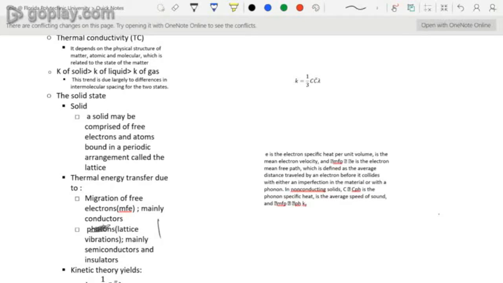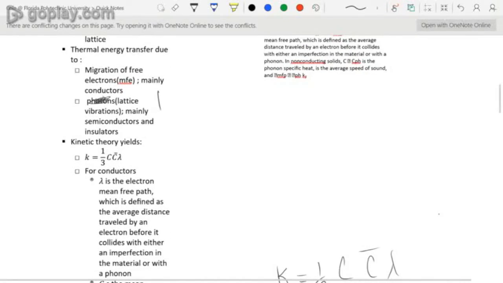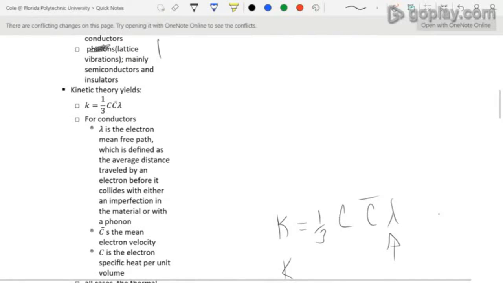And so we can express the thermal conductivity, as we said, it is material dependent, but we can express it as a formula. This formula is derived from the kinetic theory, which yields the 1/3, the C bar, and lambda. The lambda is the electron mean free path for conductors, which is defined as the average distance traveled by an electron before it collides with either an imperfection in the material or with a phonon. Then the C bar is the mean electron velocity, and the C is the electron specific heat per unit volume.